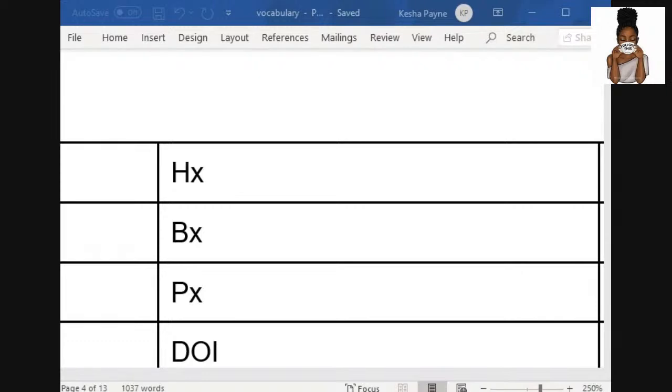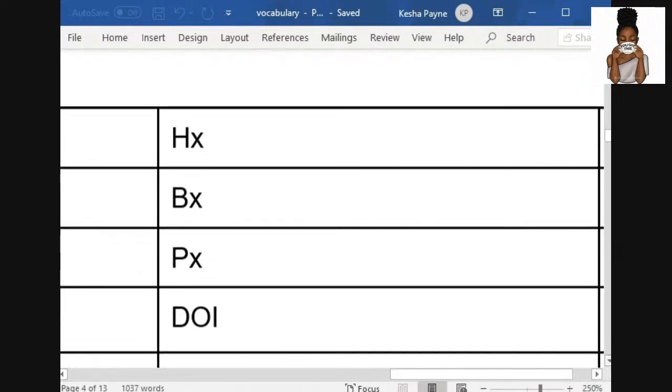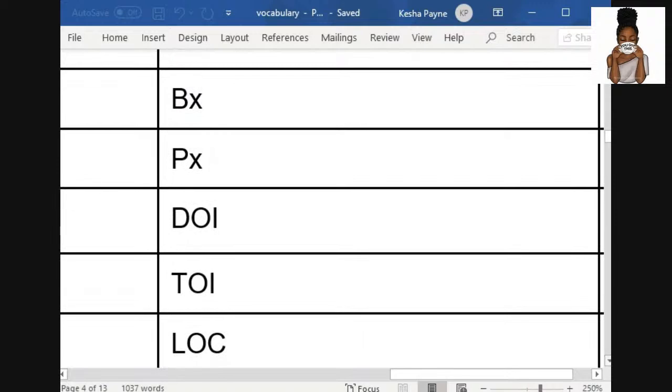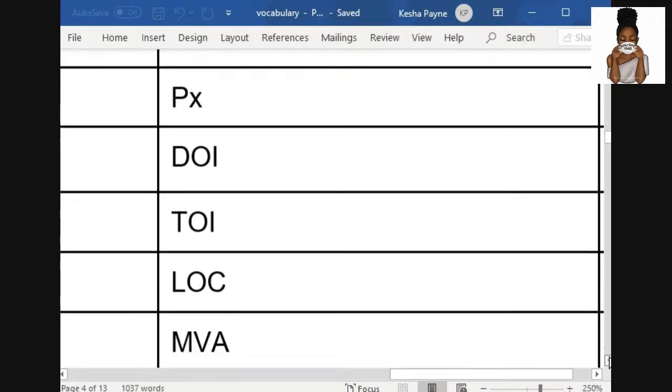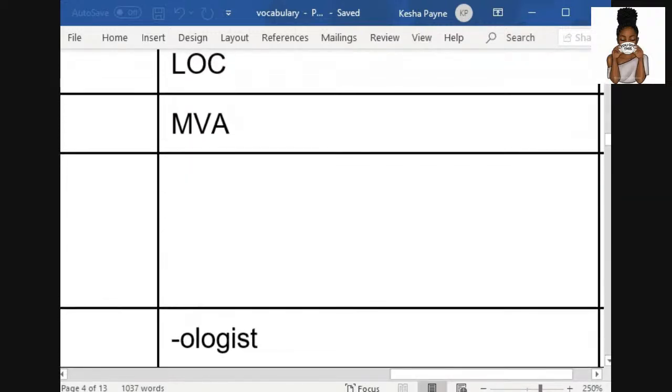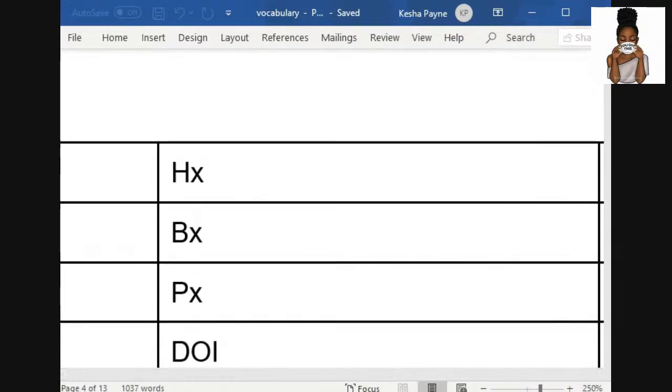Okay, so let's see. HX, what is that, you think? I think that is history. BX is biopsy. PX, what is PX? DOI, date of injury. TOI, type of injury. LOC, loss of consciousness. MVA, motor vehicle accident. Okay, so out of all of these, I couldn't get the PX.